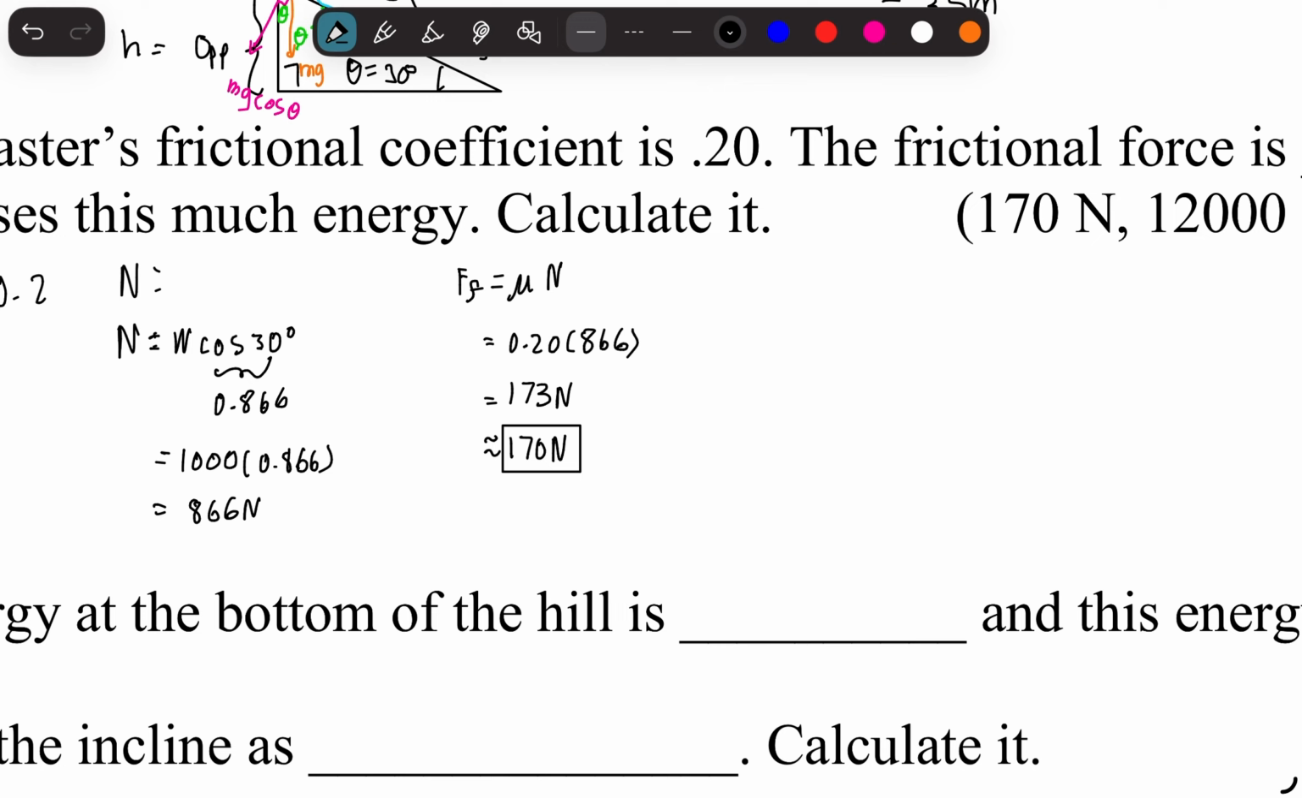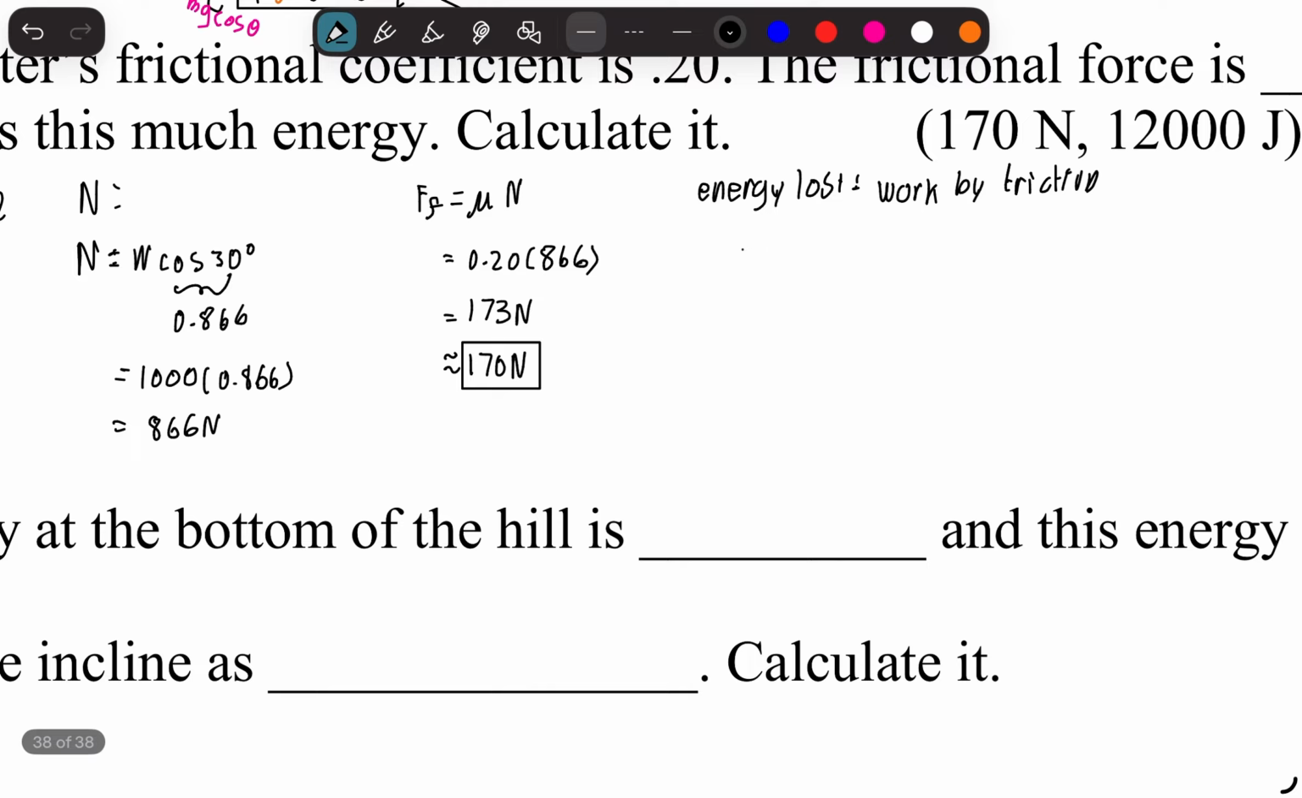Now we want to find the energy that is lost. To find the energy that is lost, you need to find the work done by friction. Work by friction. So we know the work is equal to the force times d. And we know that our frictional force here is going to be what our F is. So we're just going to multiply that by our displacement to find our work. This is going to be equal to 173 times 70. And that's going to be equal to 12,000 joules.